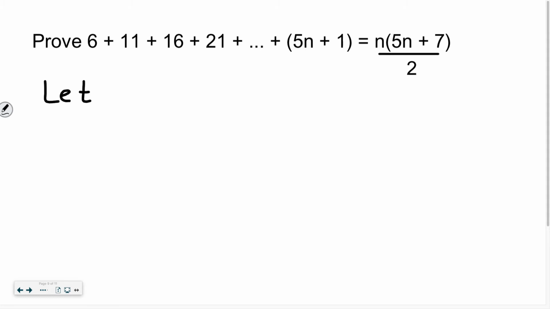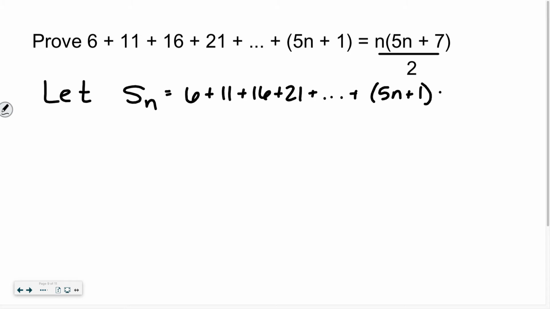Tell everybody what you're working on. So start your proof with let. Okay. And we're going to let s sub n equal, and you just copy down the problem from the book. Okay, so it's always going to give you all that stuff. Number 11. You just copy down that stuff after that. So let s sub n equal 6 plus 11 plus 16 plus 21 plus dot dot dot 5n plus 1, and that equals n times 5n plus 7 all over 2. So all I did was add the word let and then s sub n to that proof statement.